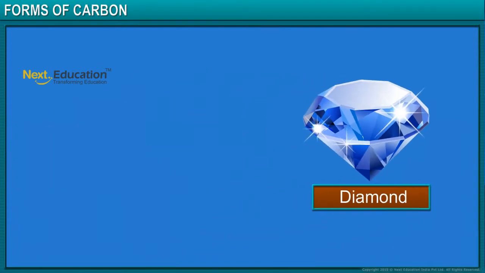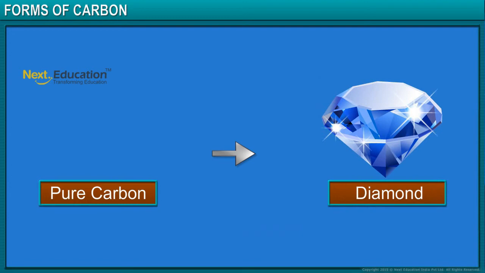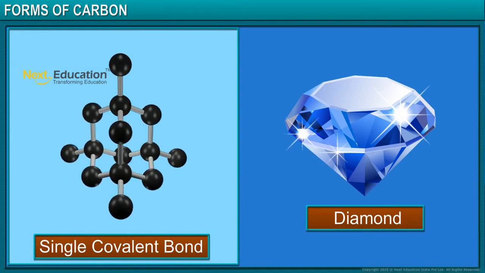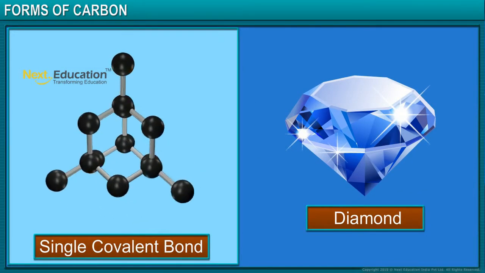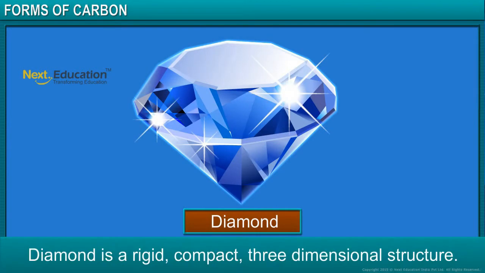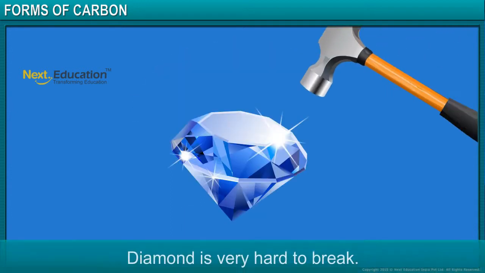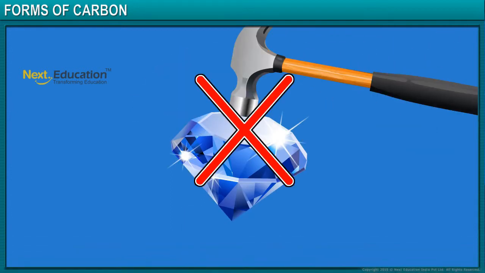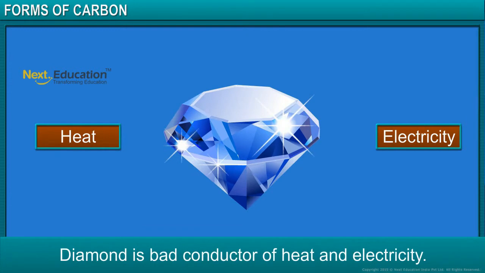Diamond is synthesized by heating pure carbon to a very high temperature. In a diamond, each carbon atom is bonded to 4 other carbon atoms by a single covalent bond. This is why a diamond is a rigid, compact, three-dimensional structure and is very hard to break. It is a bad conductor of heat and electricity as there are no free electrons present in it.